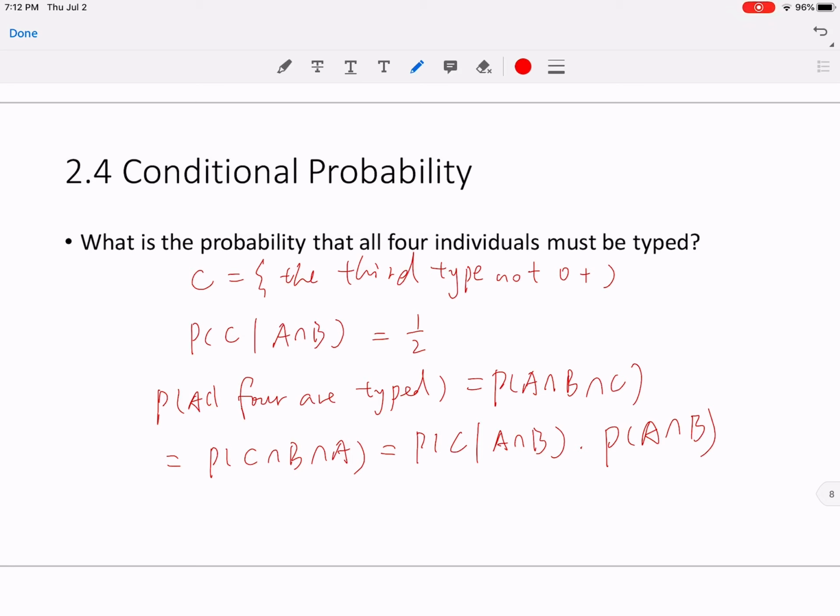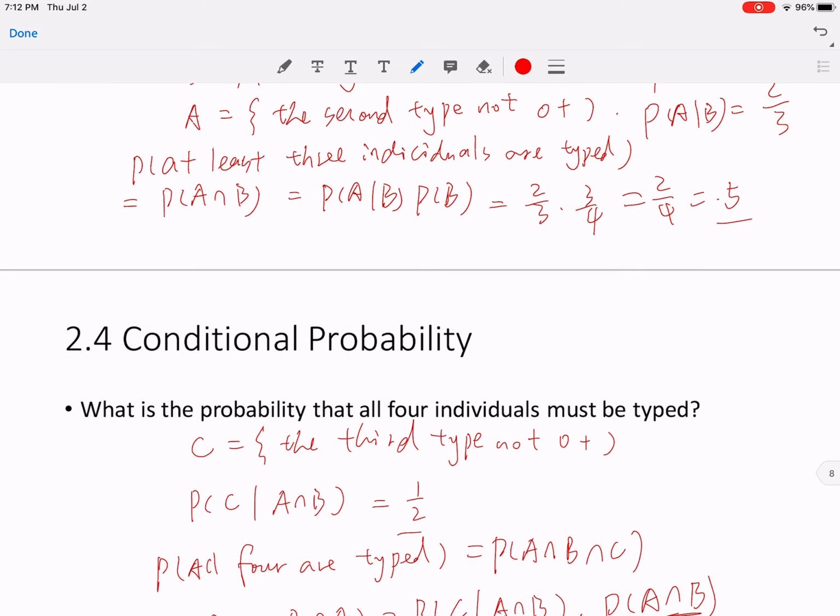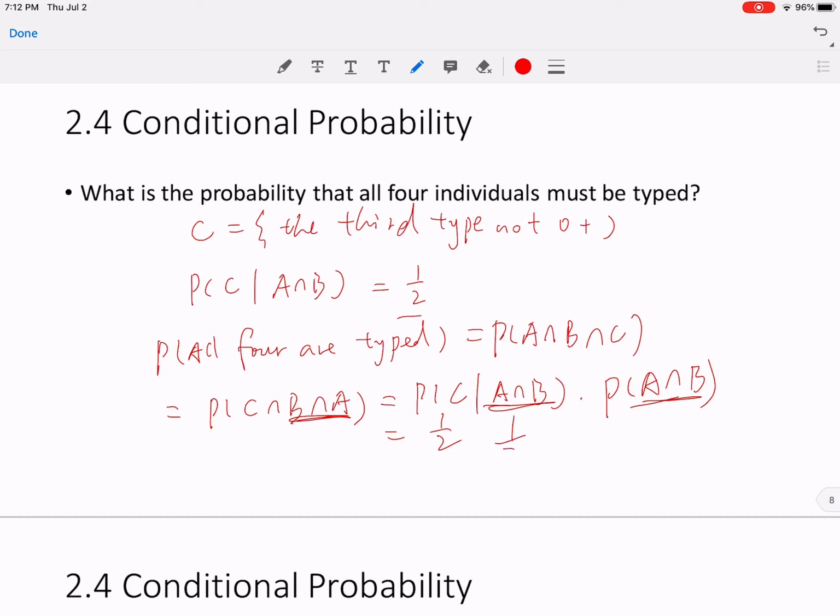That's coming from the formula, right? So over here, we just consider this A intersection B as a whole thing. We consider this intersection as a whole thing. So what is the probability of C given A intersection B, which is 1/2? And what is the probability of A intersection B? It's 1/2 as well. So we have 1/2 times 1/2, which is 1/4, which is equal to 0.25. That's how we find the probability of this case. I hope it makes sense.